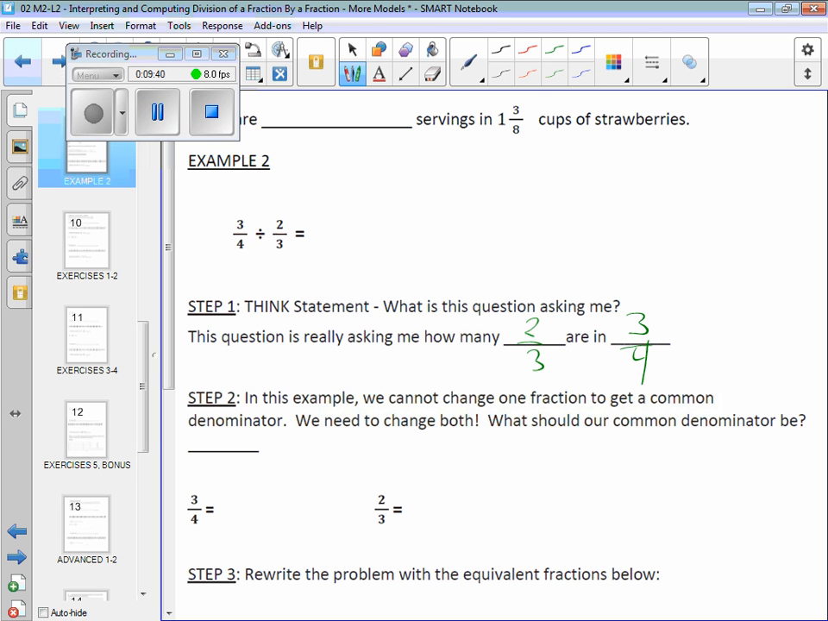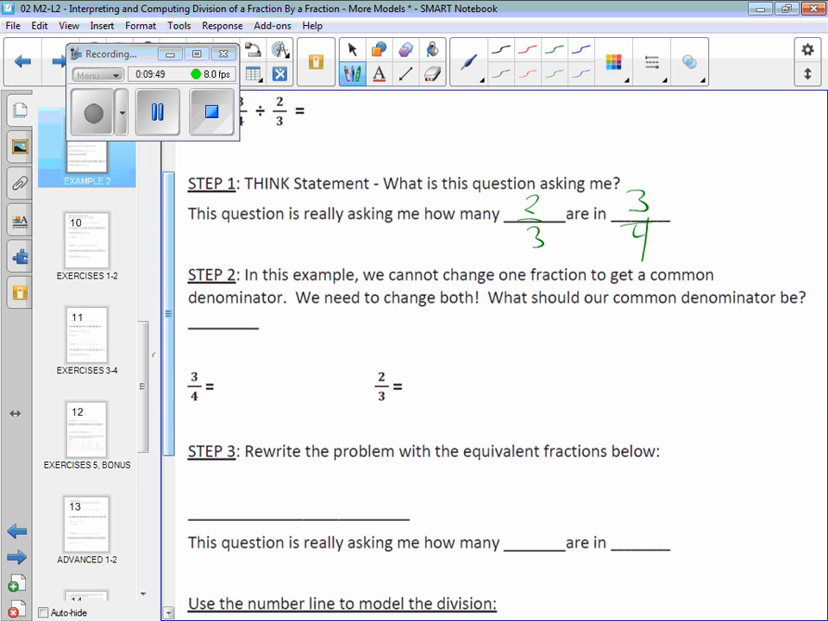We need to make a common denominator. What should the common denominator be in this case? Alex. Yeah, 12 will work. All right, let's make it. 3/4 is how many 12ths?